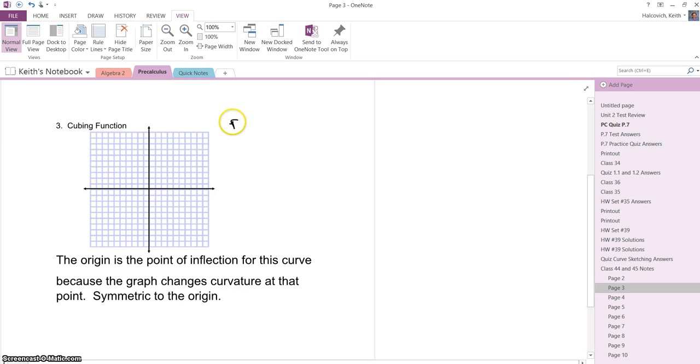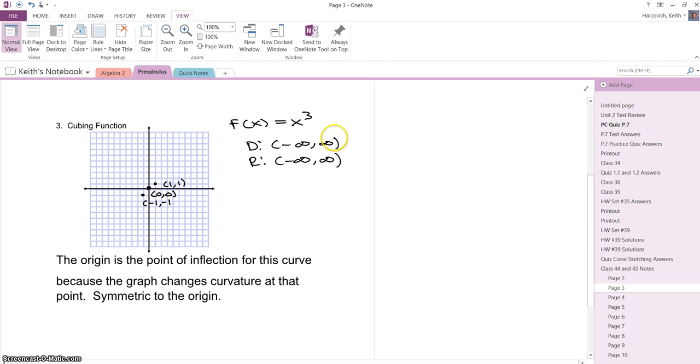The next function is the cubing function, which is f of x equals x to the third. In this one, the domain is all real numbers, and the range is all real numbers. So when you put 0 in, you get 0 out. 1 would be 1. Negative 1 would be negative 1 when you cube it. 2 cubed is 8. And negative 2 cubed is negative 8.